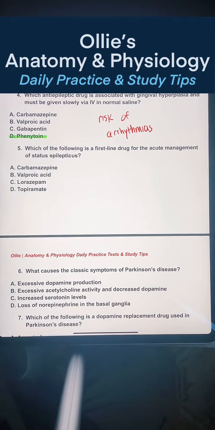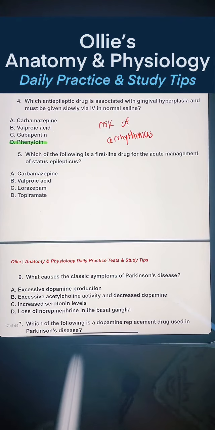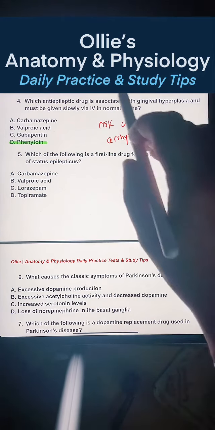Number 5, which of the following is a first-line drug for acute management of status epilepticus? What do we think it is? I'll give you guys a couple of seconds to answer. If you don't know, it's okay. Just take a guess. Seeing a lot of C's. The C's are correct. It's lorazepam.